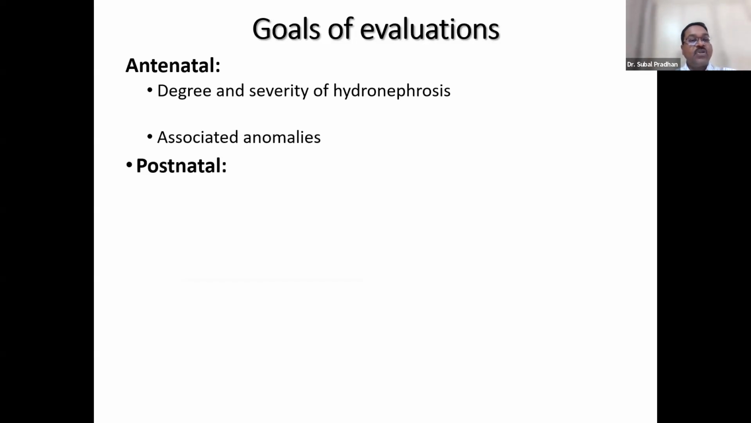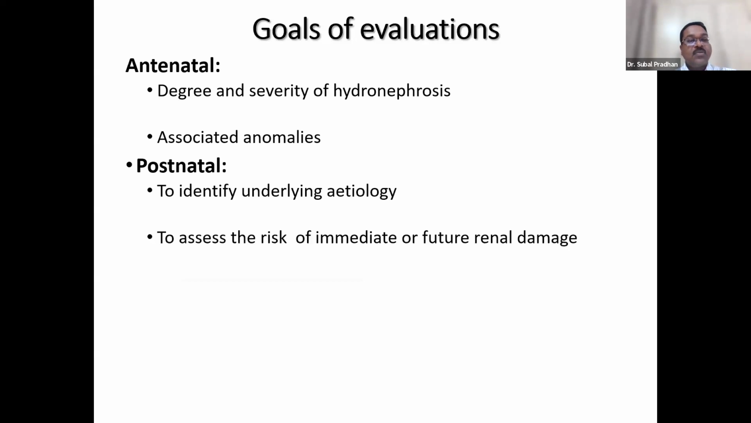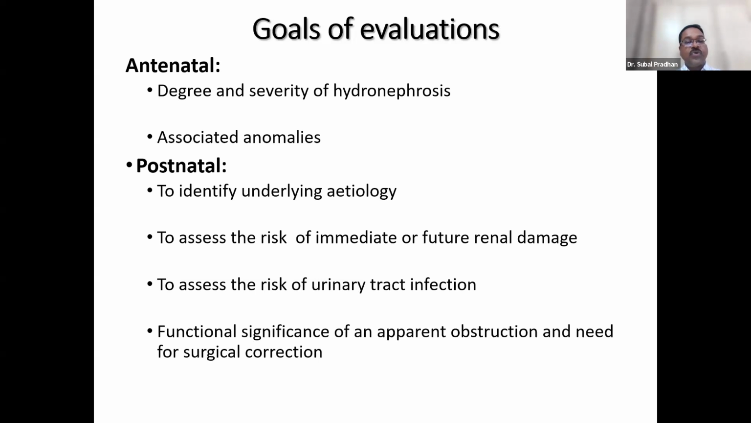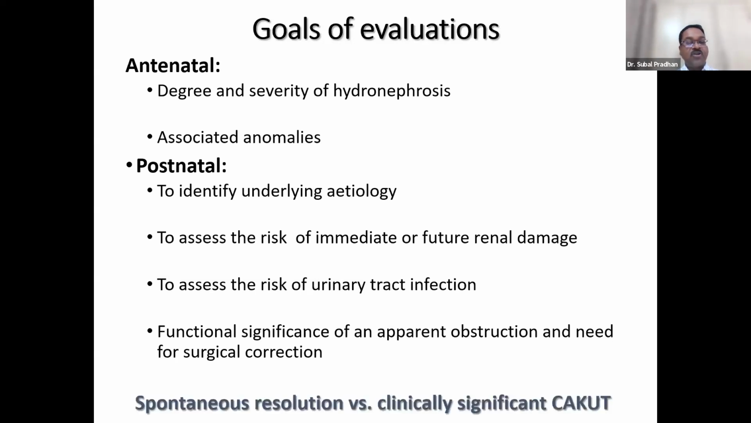Postnatally, you need to identify the underlying etiology, to assess the risk of immediate or future renal damage, to assess the risk of urinary infections, though this is not common in postnatal antenatal hydronephrosis, and also the functional significance of an apparent obstruction and the need for surgical correction. Overall, again, re-emphasize that we need to look for the chance of spontaneous resolution of fetal hydronephrosis versus clinically significant risk of CAKUT in future.